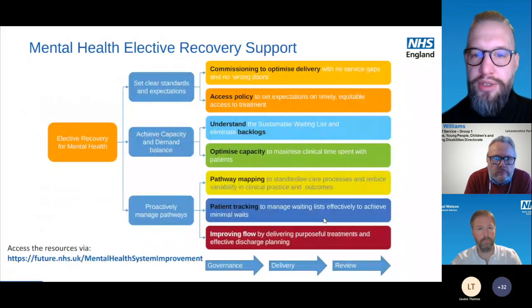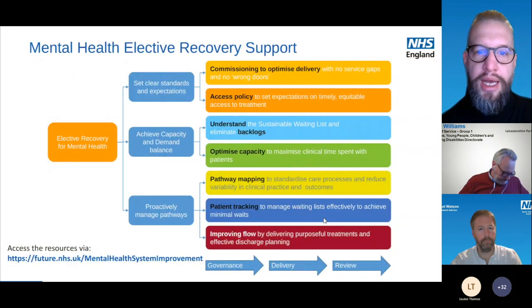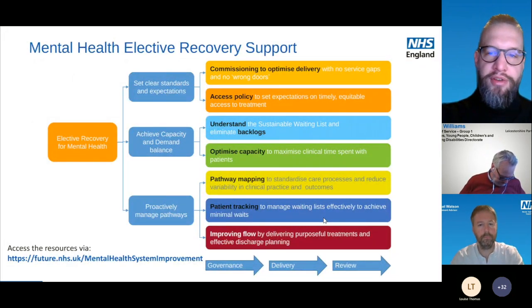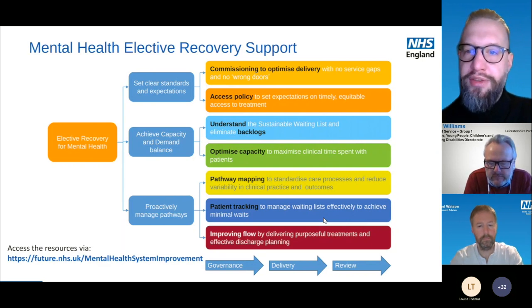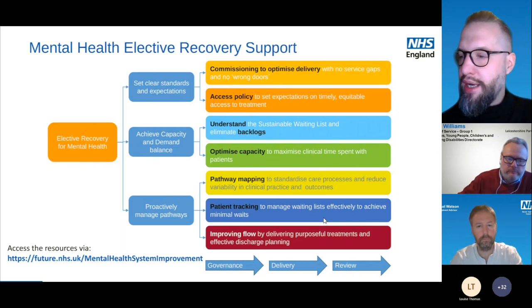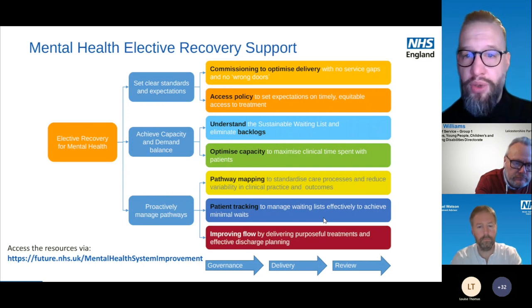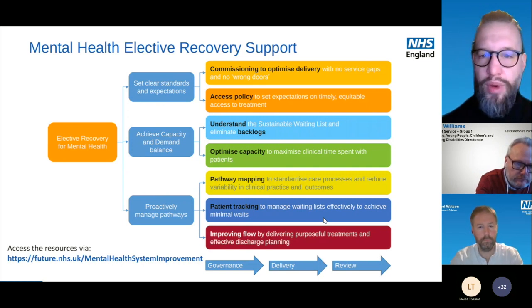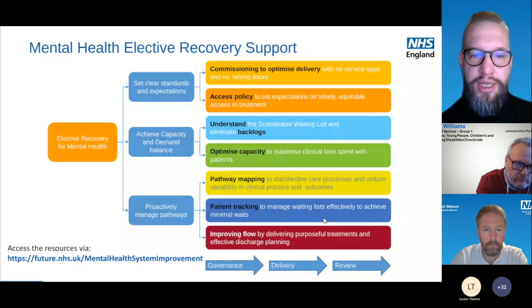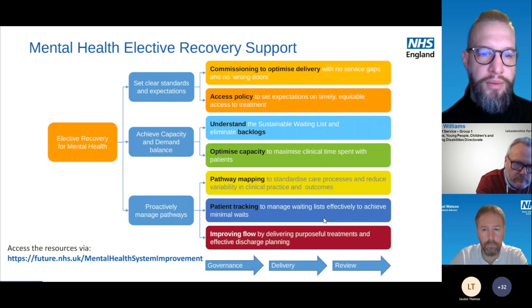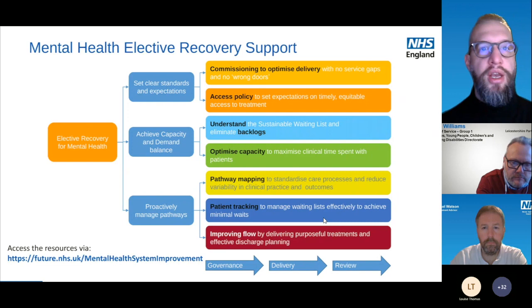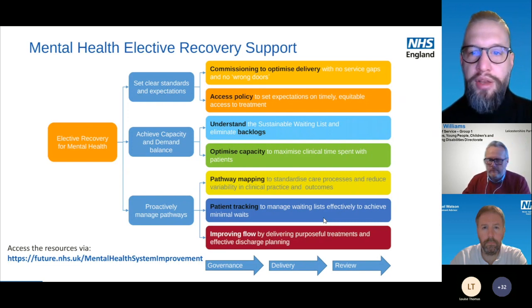So very briefly, there are 7 modules, and they are divided up into specific spaces that are all hosted within the Future NHS platform. There are webinars on each, as well as an overview webinar that we did at the beginning. Please do check it out on the Futures space. There are forthcoming webinars also. We've got one on the 31st of Jan on access policies, and one on the 21st of Feb on commissioning to optimize delivery. You can find the recordings of all the sessions that we've done previously on the Futures platform.